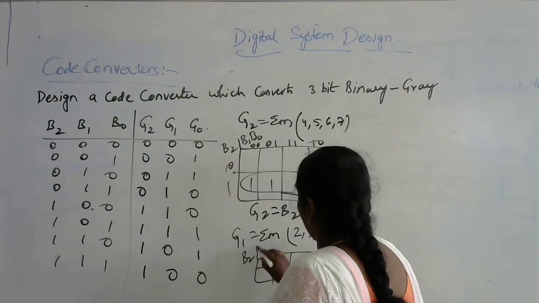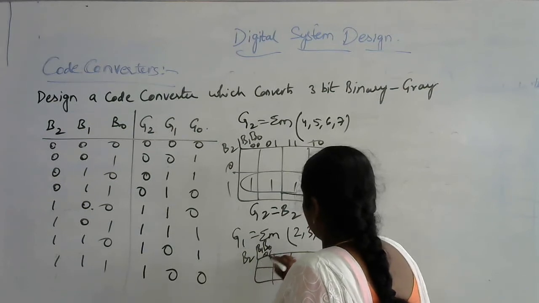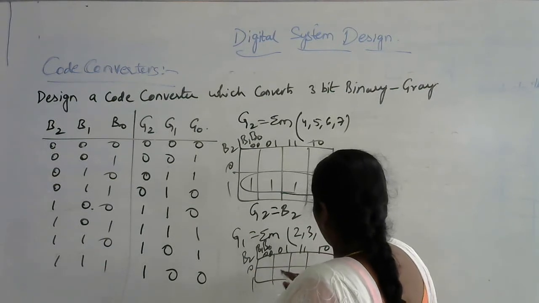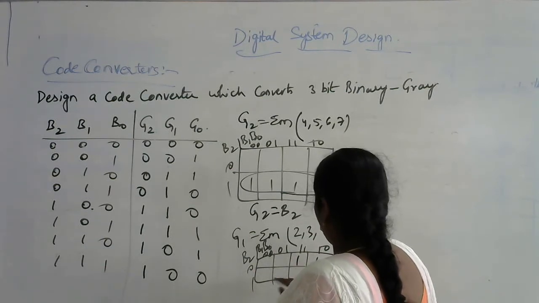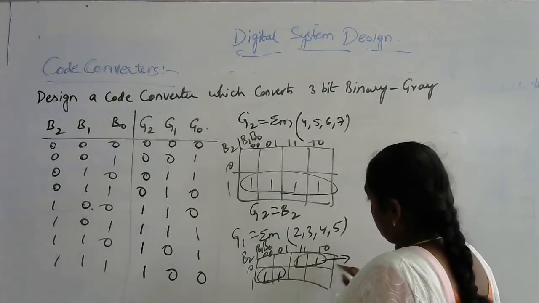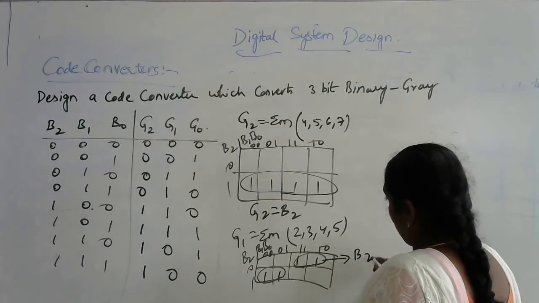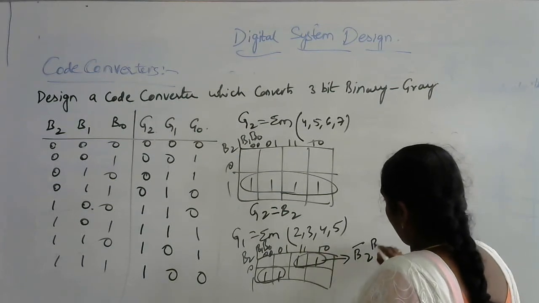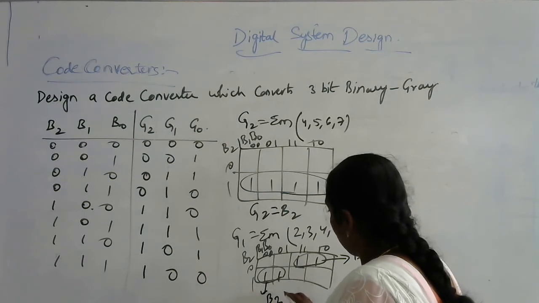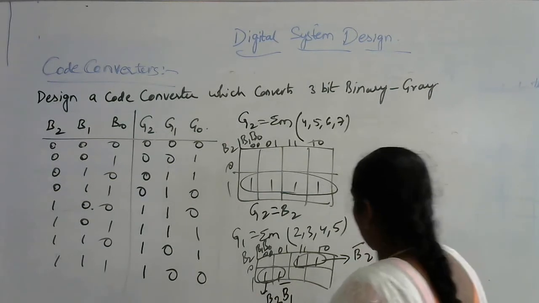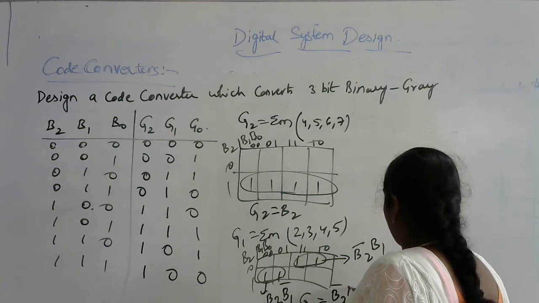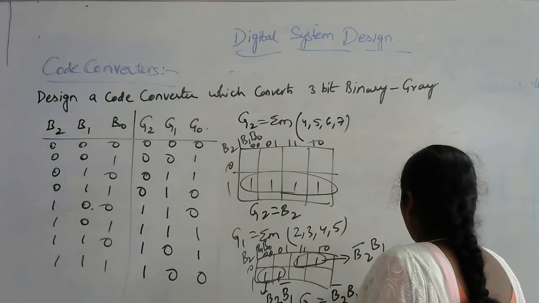This is B2, B1, B0: 0, 0, 0, 1, 1, 1, 1, 0, 0, and 1. We are having 0, 1, 2, 3, 4, 5. These two are adjacent, these two are adjacent. The expression for this one is B2 bar and this is B1. For this one, it is B2 and this is B1 bar. So I can write down G1 is equivalent to B2 bar B1 plus B2 B1 bar.